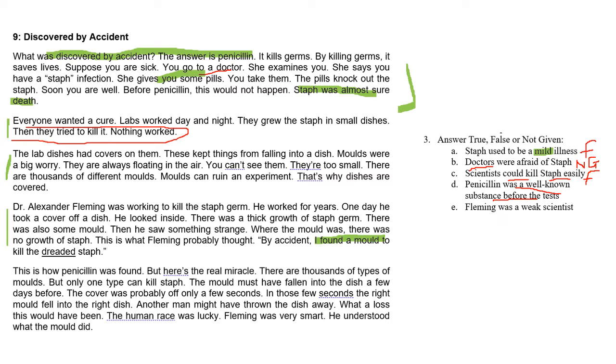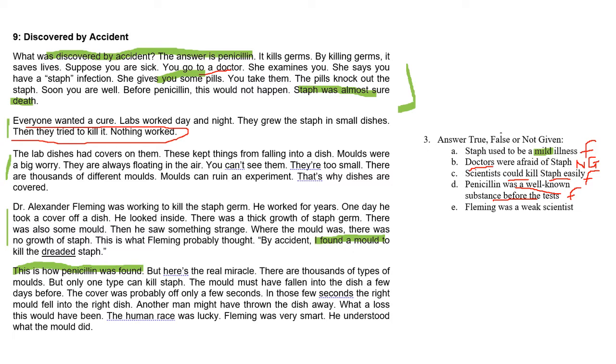So that suggests that Fleming didn't really know what to call this mold. Maybe he had not seen it before. Going into the next paragraph, this is how penicillin was found. It was found, meaning they hadn't seen it before. So penicillin was well known before the test is going to be false. It was found during the test for the first time.